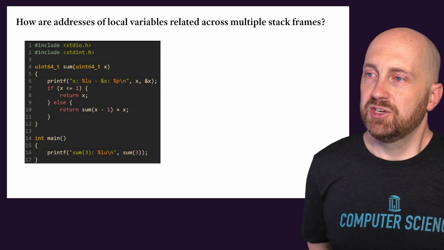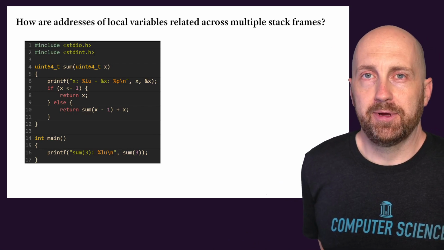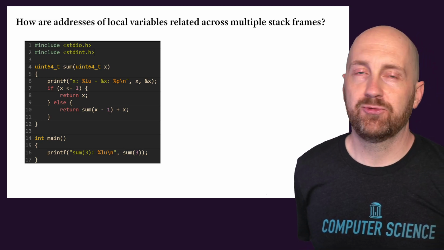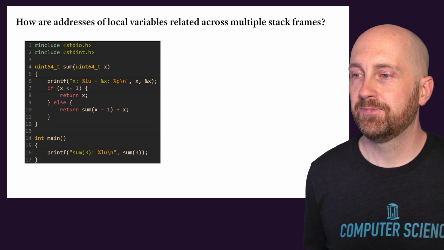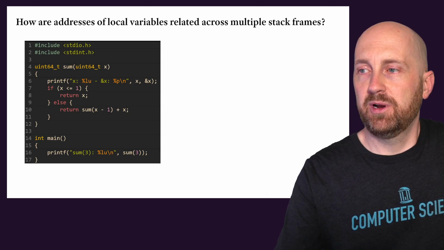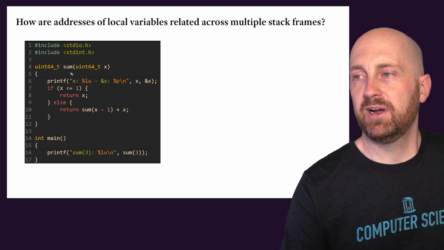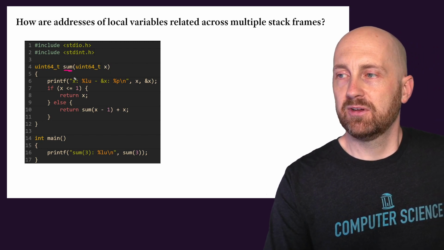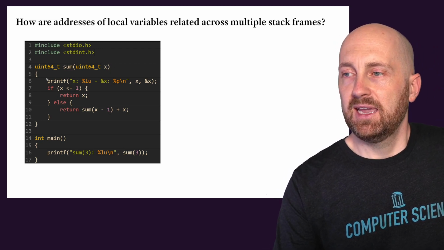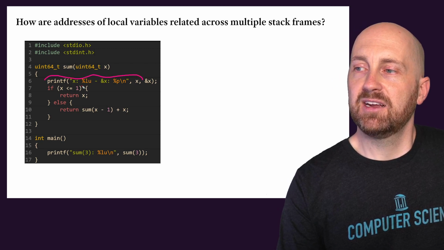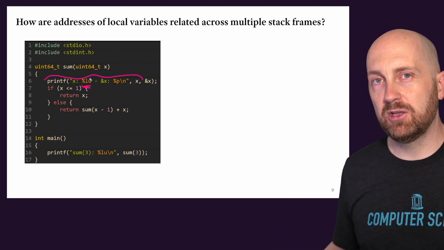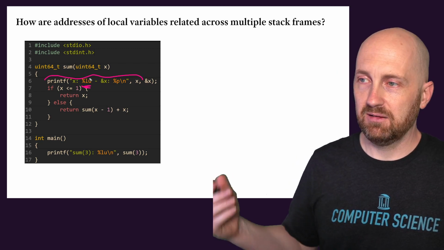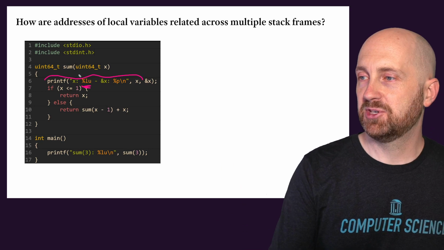So the next question I want you to think about, and pause the video in looking through, is this one. How are addresses of local variables related through multiple stack frames? So consider this program, and we're defining a function named sum that is given a single parameter x of type uint64. And the first thing this function does is it prints x, and this %lu is for long unsigned, which is what we need to print a 64-bit number on this machine.